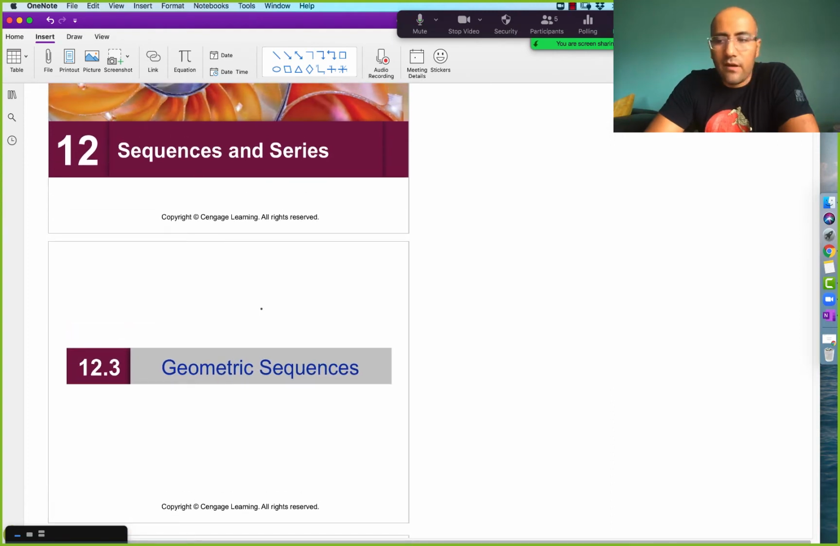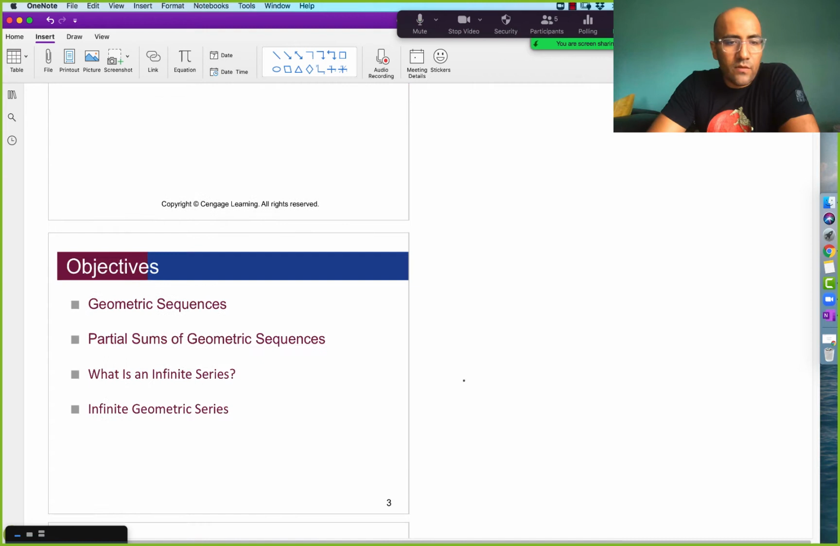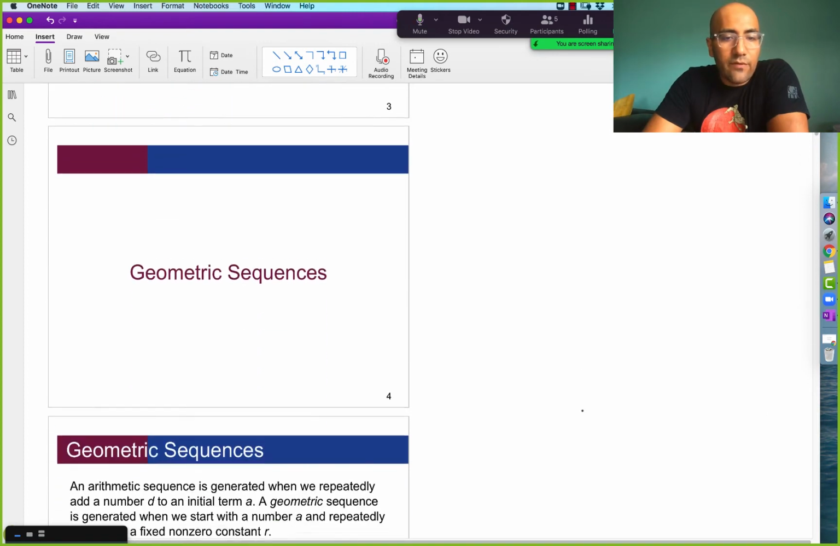Another type of sequence that is pretty common, a pretty established pattern. So chapter 12, section 3, geometric sequences. In this section we'll cover what a geometric sequence is, an introduction and explanation. We'll look at partial sums of geometric sequences, define what an infinite series is, and then figure out what infinite geometric series are. Again, establishing a nice little pattern for them.